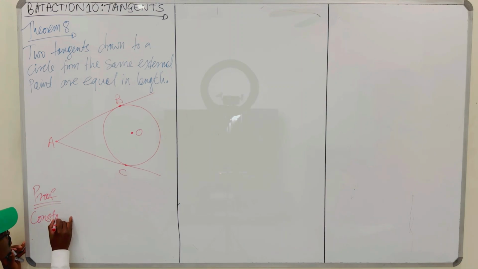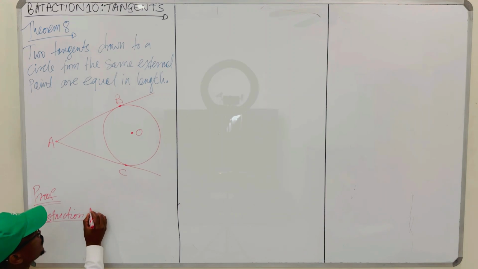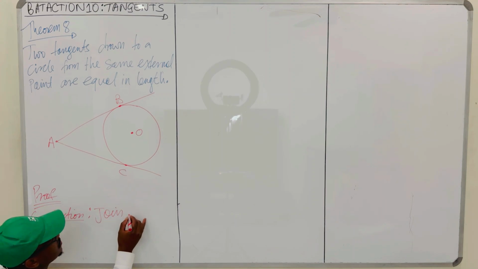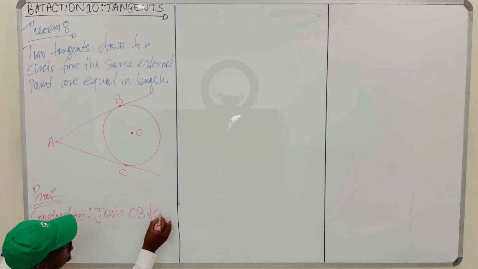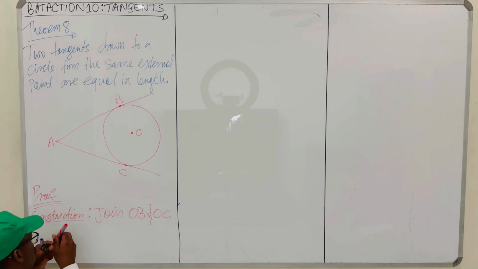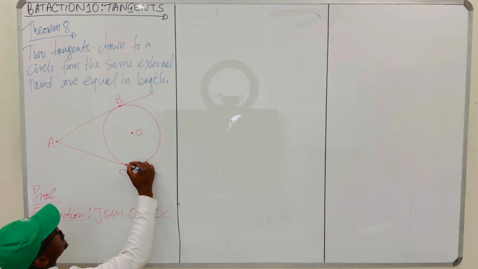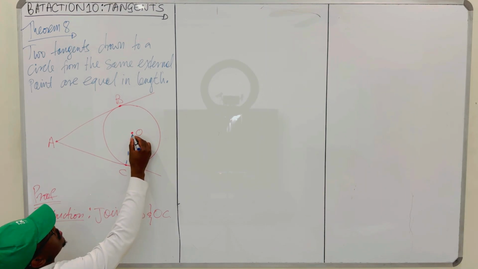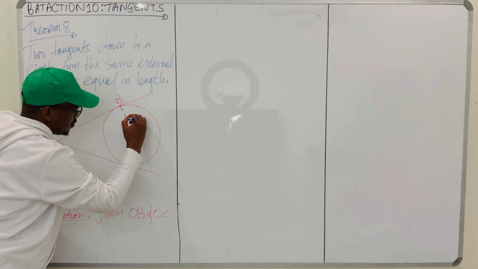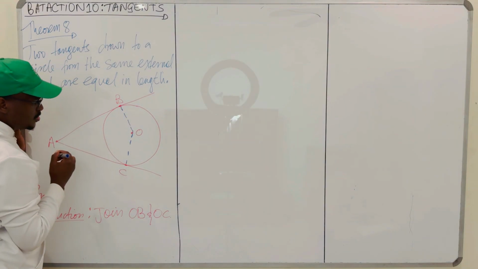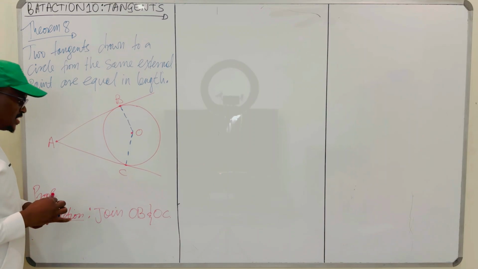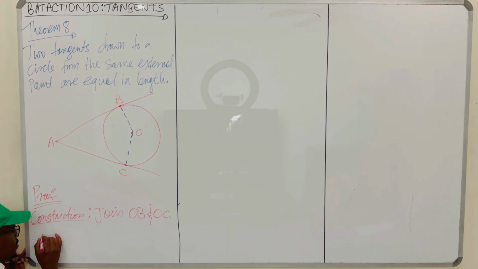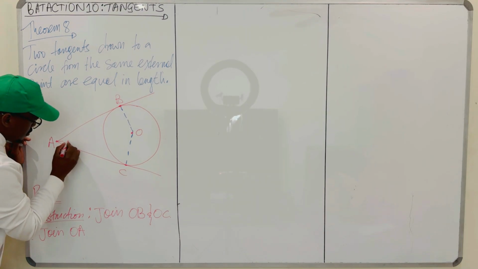Start by construction. Can you see? Yes. So what are we going to do? We're going to join what? OB and OC. Can you see? Yes. So we're going to join OB and OC. Here they are. You need to know this proof. Can you see? Yes. Okay. What next? And then join what? Let's join OA. Are you with me? Yes. Let's join OA, which is it.